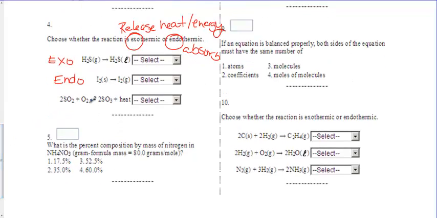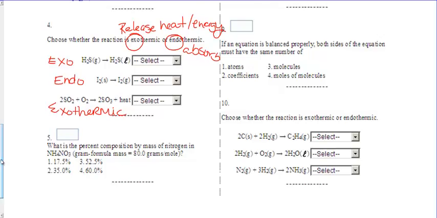And then here we have the sulfite with oxygen creating sulfate and heat. Okay, so heat is actually released. It is a product. So if it's released, then it's going to be exothermic. When you see heat on the product side, it's exothermic. It's actually been released as a product.